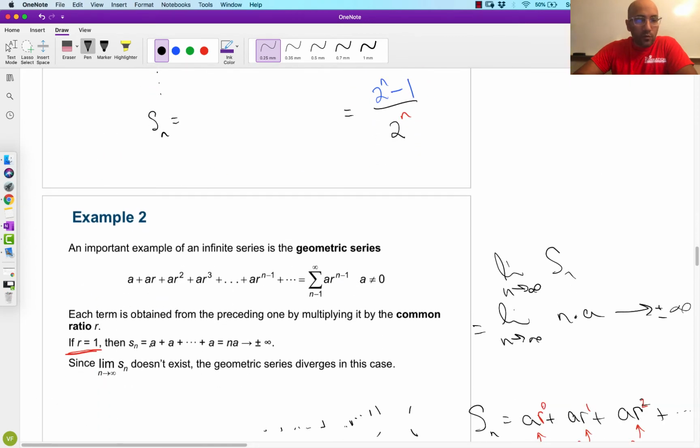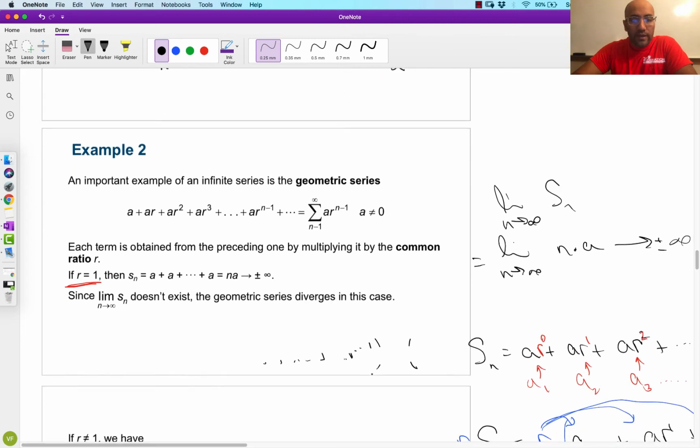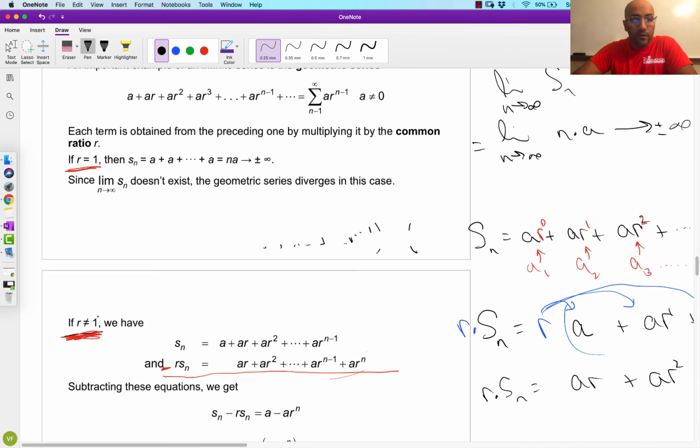If r equals 1, all of these r values become 1, then that's easy. We end up with a summation of a plus a plus a plus a, going on forever. It's going to add up to either positive or negative infinity depending on whether the a is positive or negative. Now we're considering a separate case. What if r is not equal to 1? We already covered 1.